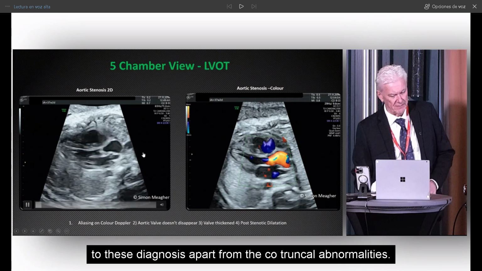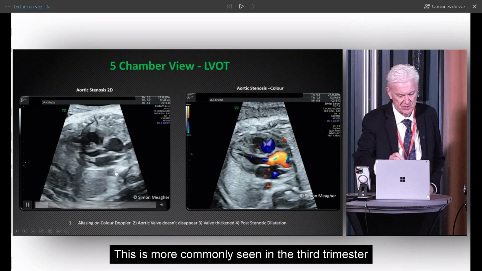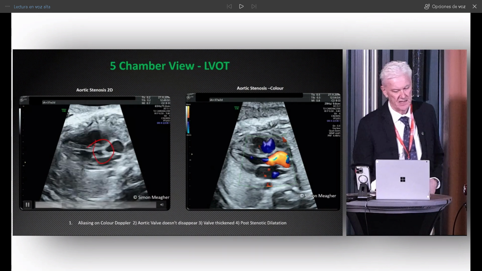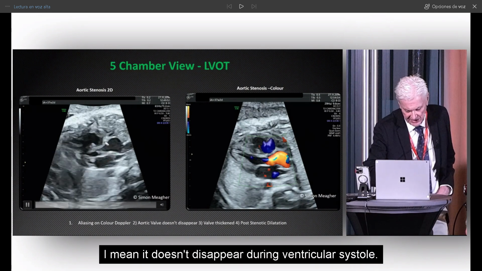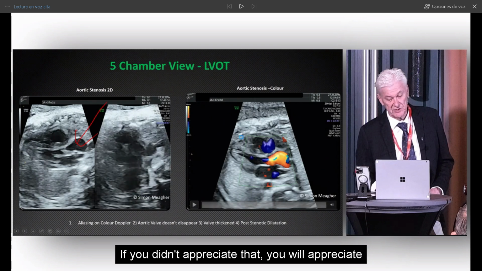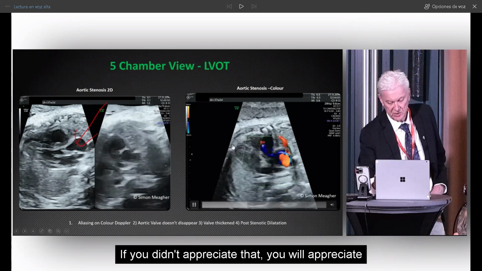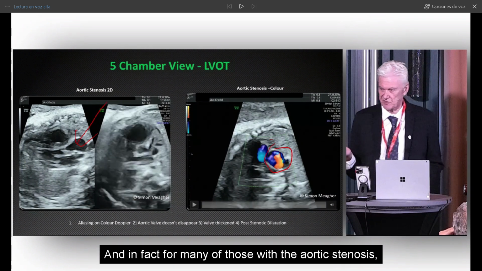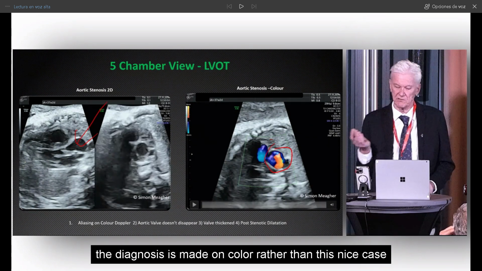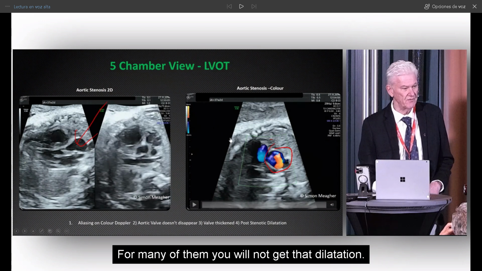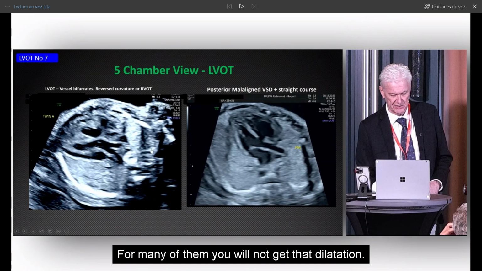Apart from the conotruncal abnormalities, this is more commonly seen in the third trimester, where the valve does not disappear during ventricular systole. And when it doesn't disappear during ventricular systole, you also see that the aorta is dilated. If you didn't appreciate that, you will appreciate that you will have turbulent flow. And in fact, for many of those with aortic stenosis, the diagnosis is made on color rather than this nice case, which I show you, which shows dilatation of the aorta. For many of them, you will not get that dilatation.